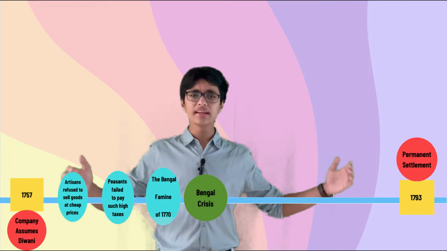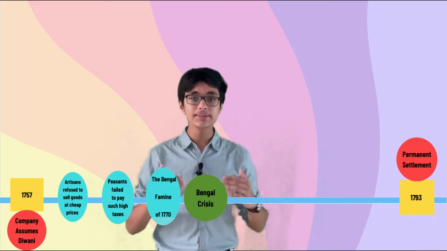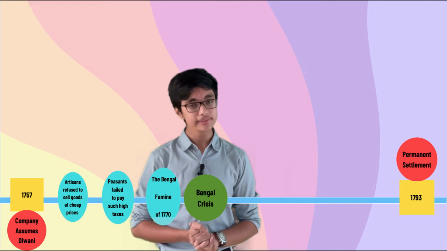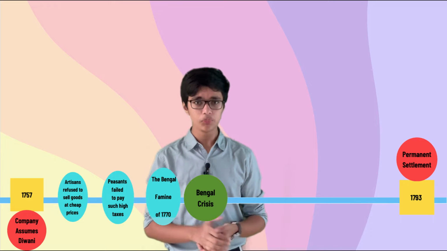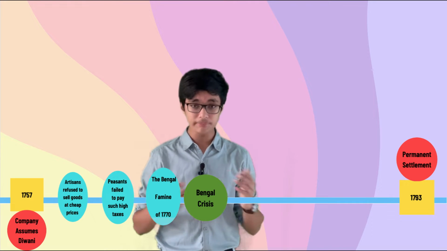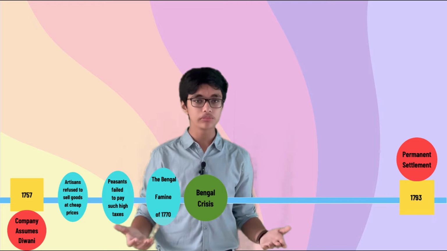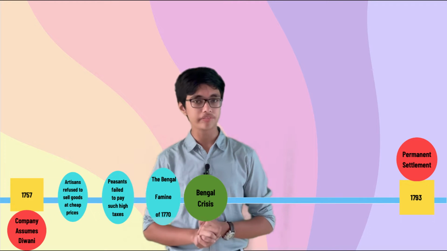And because of this, the company could no more carry on with its trade. And this was a huge problem. So, how did the company solve this? Well, that's the whole point of this chapter. We'll be looking at how the company solved these crises for themselves.